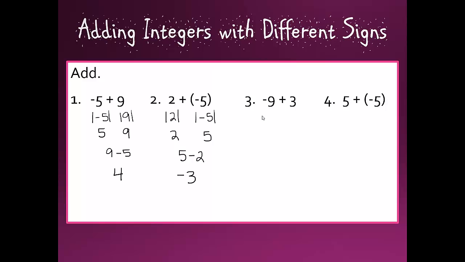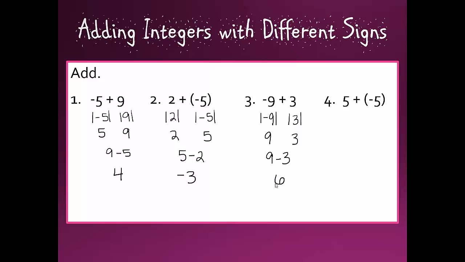Now for number 3, we have -9 plus 3. So first I'll find the absolute value of negative 9, which is 9. Then I'll find the absolute value of 3, which is 3. Since I have a negative and a positive number, I need to subtract these two numbers. The absolute value of negative 9 would be larger because that's 9. So I'll take 9 minus 3. And 9 minus 3 is 6.